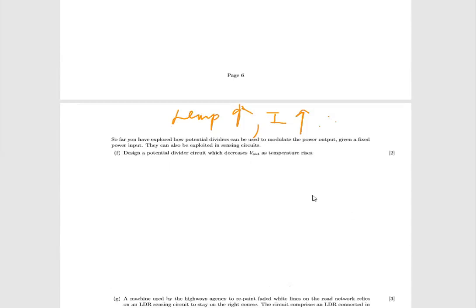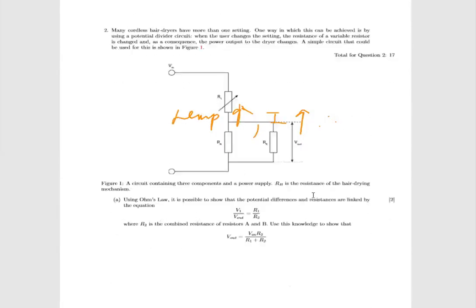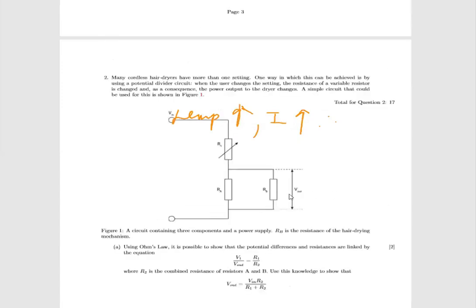That's hard. Which decreases V out. So what will you do? Okay, wait, let's think. We need to design a circuit where V out will be decreased, right? Yes. So as temperature rises, you will need to connect something.